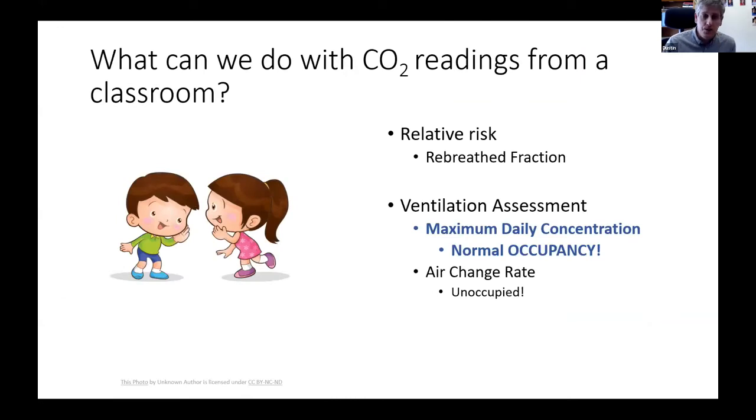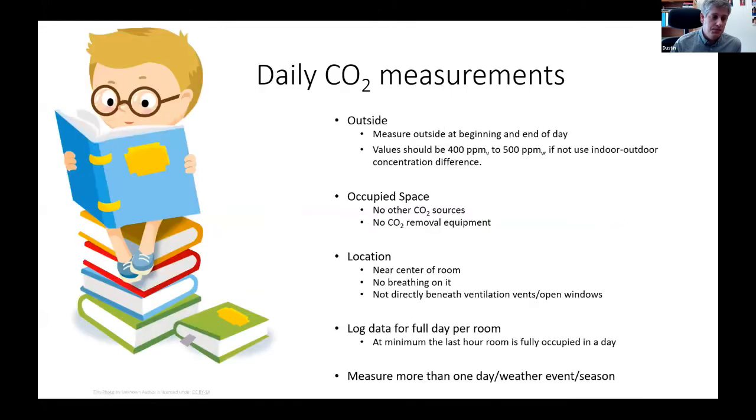The second way that we can approach CO2, using CO2 readings in the classroom, is by examining what I call the maximum daily CO2 concentration when the space is normally occupied. So when we have students in the room. I've looked at data from school districts here in the US where they've measured when people weren't in the room. And that is not really useful as a metric of examining ventilation. We need to have it under normal occupancy.